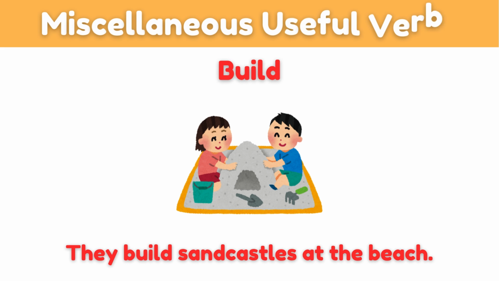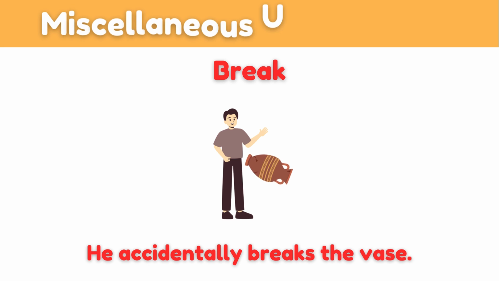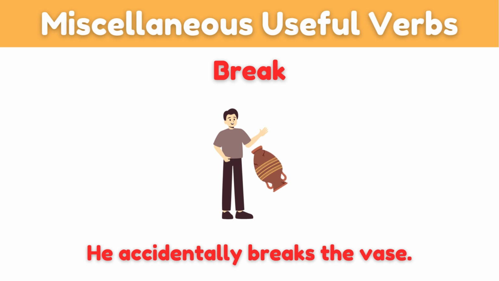Build. They build sandcastles at the beach. Break. He accidentally broke the vase. And that's it. These 50 action verbs will help you describe a variety of activities in English. Make sure to practice them in your daily conversations.